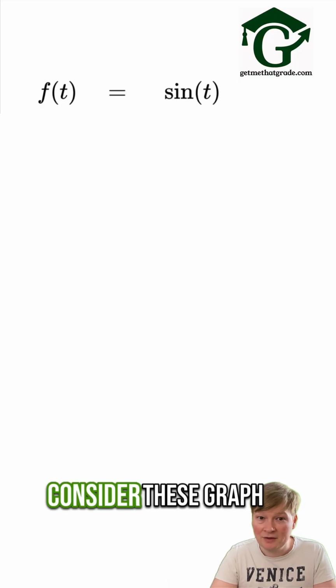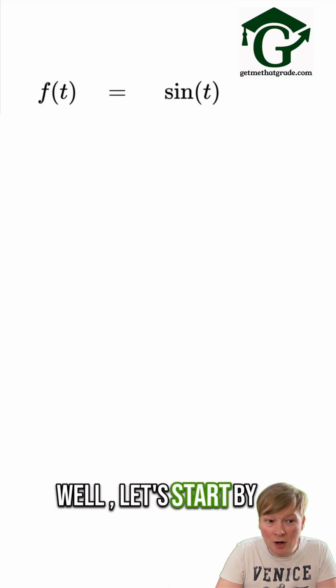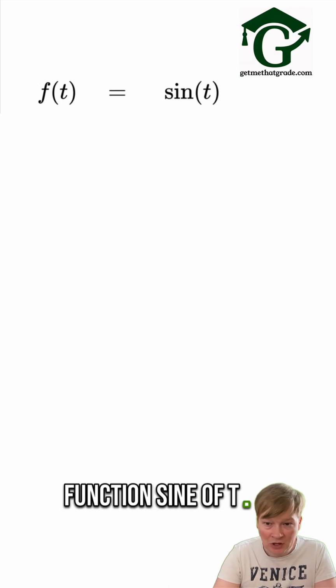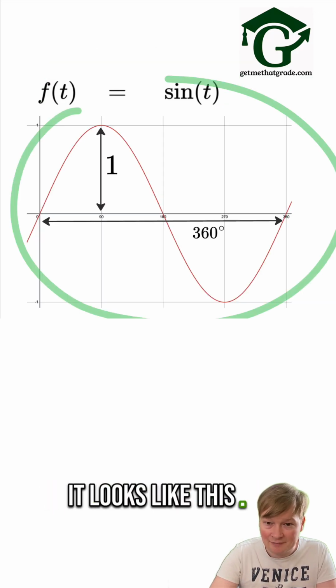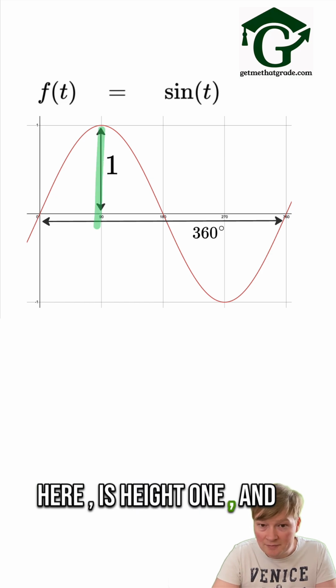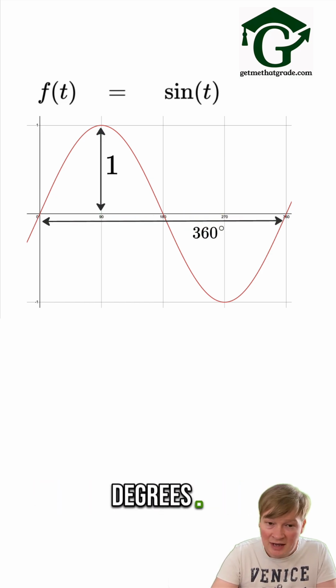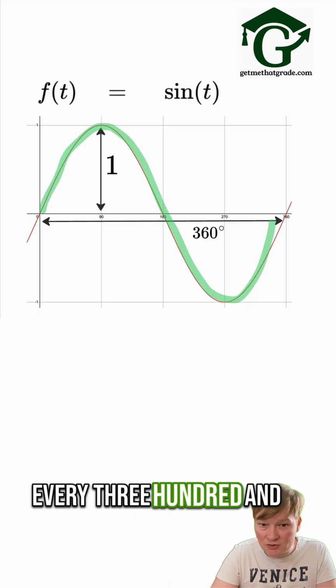Let's consider these graph transformations from a graphical perspective. How does it actually affect the graph? Well, let's start by sketching the parent function sine of t. You should know what that looks like. It looks like this. Notice that the amplitude of this graph, the height here, is height 1, and the period of this graph is 360 degrees. The graph repeats itself every 360 degrees.